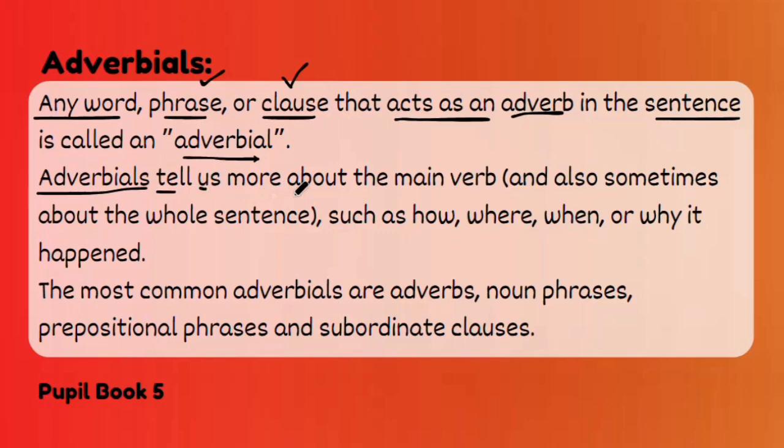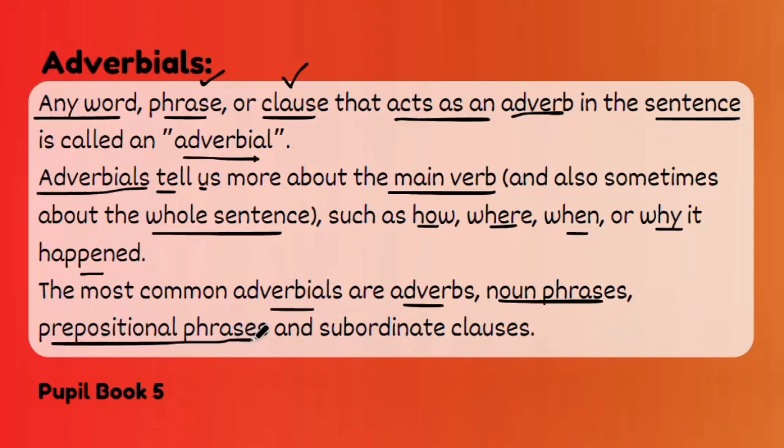Adverbials tell us more about the main verb and also sometimes about the whole sentence, such as how, where, when, or why something happened. The most common adverbials are adverbs themselves. Sometimes the noun phrases are also adverbials. Prepositional phrases are also adverbials at times, depending on how you use them. And subordinate clauses can also work as adverbials. To learn these with examples, check out the next slide.